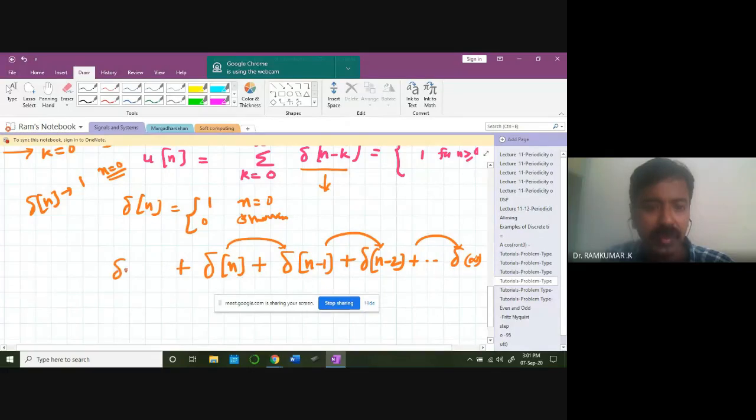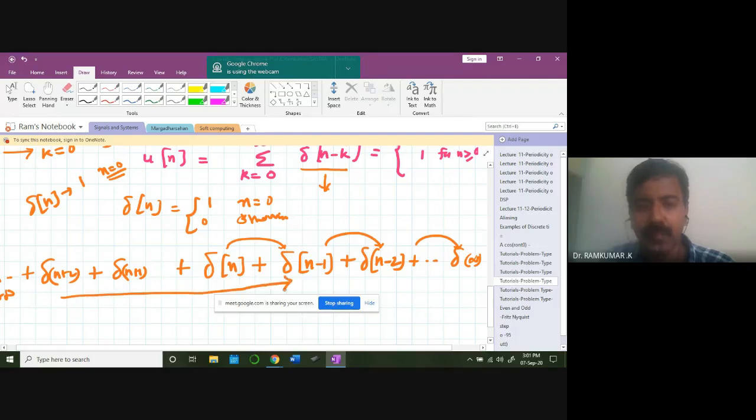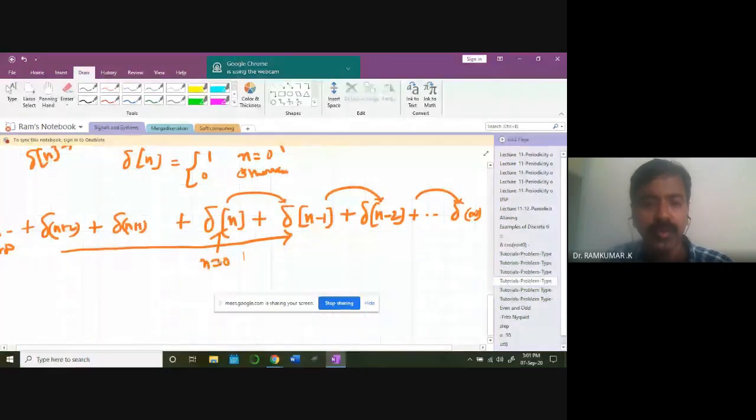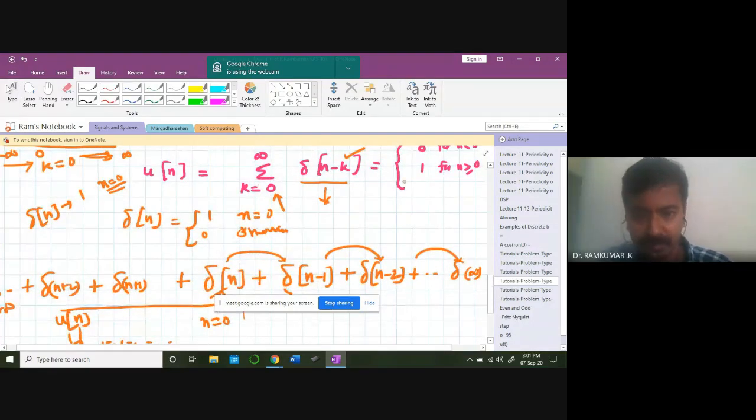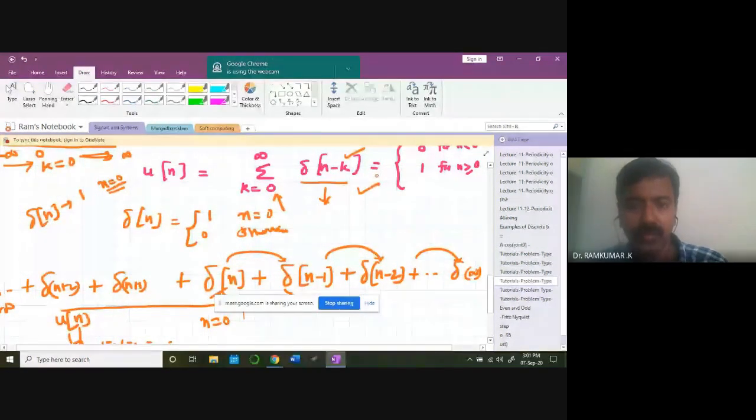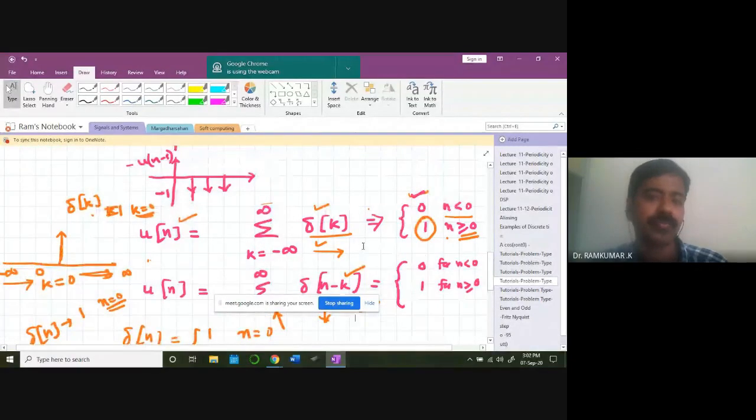On this end, it's going to be delta n plus 1 plus delta n plus 2, like that, up to minus infinity. So naturally, I'm going to have the complete train of pulses. But how am I defining it? I'm defining it from k equal to 0. From this point, this is the 0 point, n equal to 0. So in that case, my train of impulses will look like this only. What is this signal? It goes up to infinity, and all these values are 1. So naturally, it is u of n. u of n is the signal I'm talking about in this case. That's how we have to understand this.